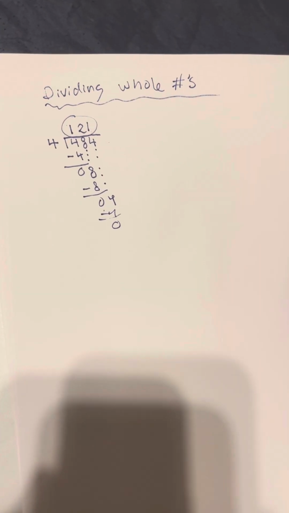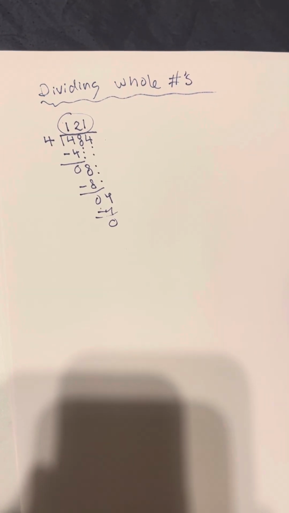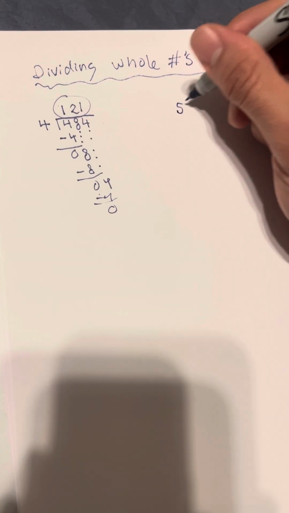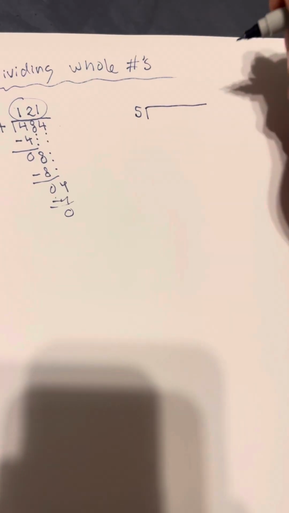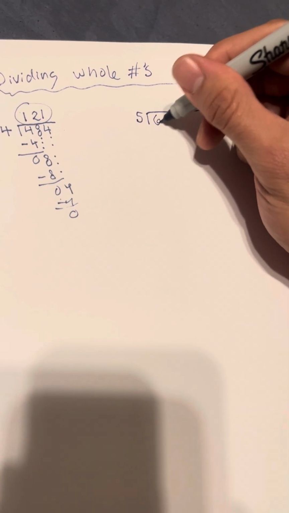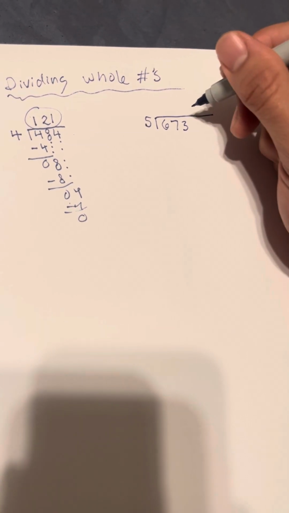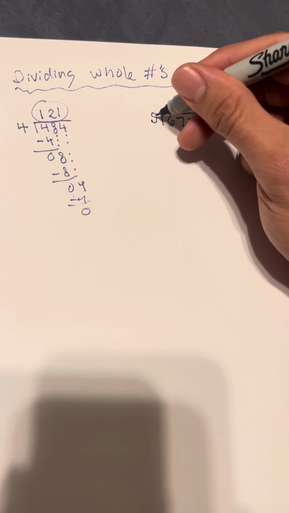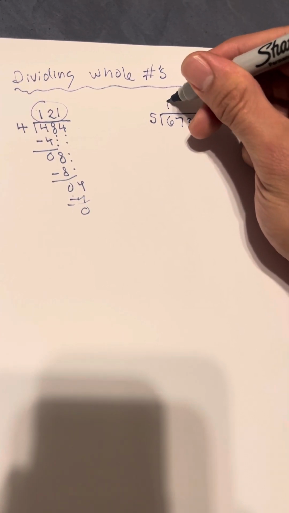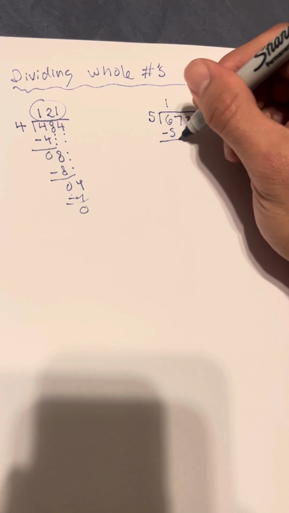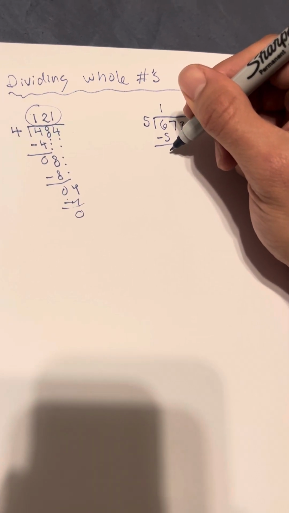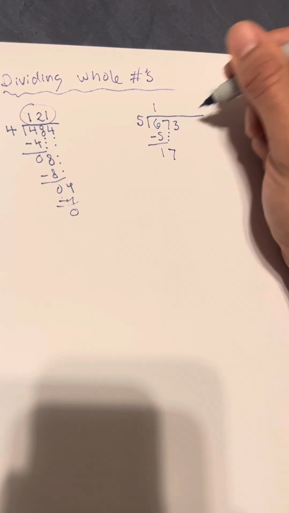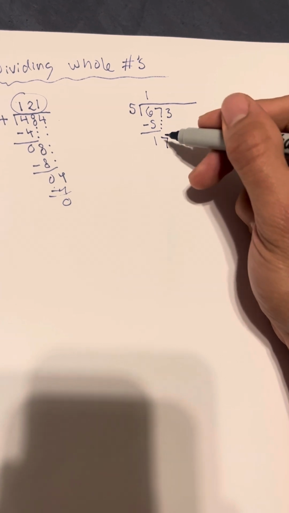And now we're going to divide. I'm going to show an example dividing a whole number that doesn't divide evenly. So we'll do 5 divided into 673. My example. So first we'll start with the biggest number on the left. 5 goes into 6 one time. So we'll do 6 minus 5 equals 1. And drop down the 7. Okay, so we have 17 now.